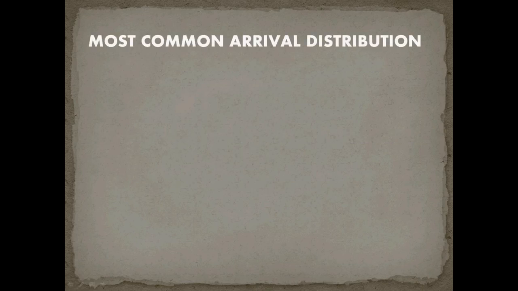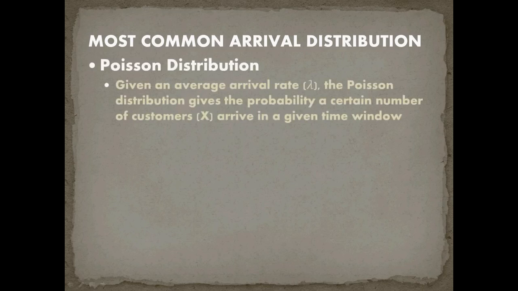What's the most common arrival distribution? Well, that's the Poisson distribution. And what a Poisson distribution gives us is, with an average arrival rate, which we display by the symbol lambda, the probability a certain number of customers x arrive in a given time window. And so mathematically, the probability of x is e to the negative lambda, lambda to the x, all divided by x factorial.